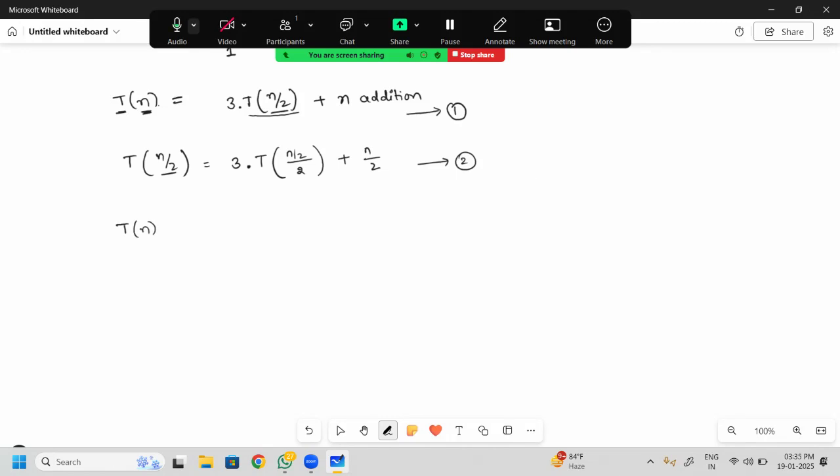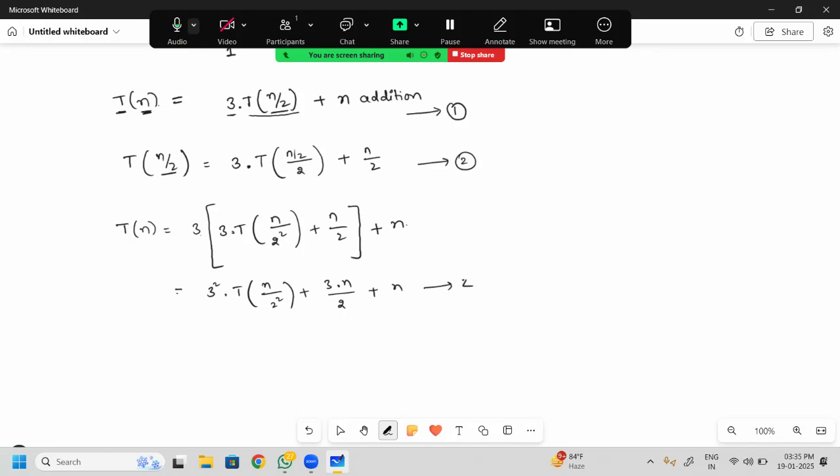So the resultant of T of n is equal to 3 into 3 into T of n by 2 by 2. So I am going to write this one as 2 into 2, 2 into 2 equal to 2 square, plus this n by 2, plus the original n value. This is n. I am rewriting this equation: 3 into 3, 3 square into T of n by 2 square, plus 3 into n by 2, plus this original n value. This is equation 3 and I am going to represent this one with T of n.